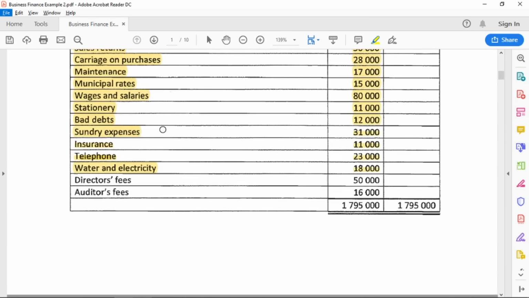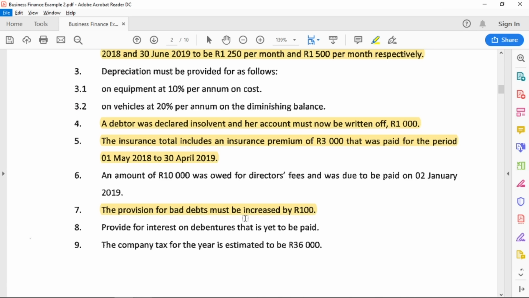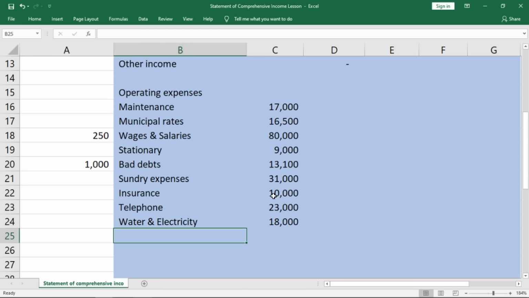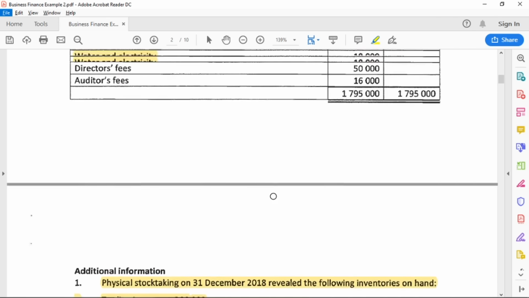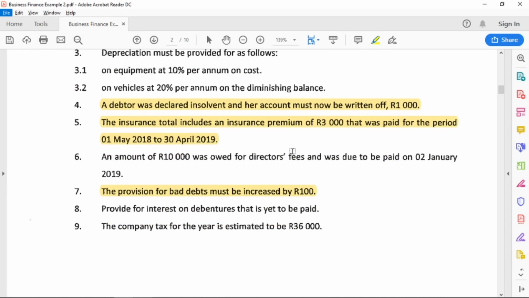So here in our pre-adjustment trial balance, we have directors fees of 50,000 rand. So we have to add that 10,000 rand that we still owe. So what do we do? We write here directors fees. In our pre-adjustment trial balance, we are given 50,000 rand. And over here, we are told that 10,000 rand was still owed for director's fees, which was due to be paid at the beginning of the next period.